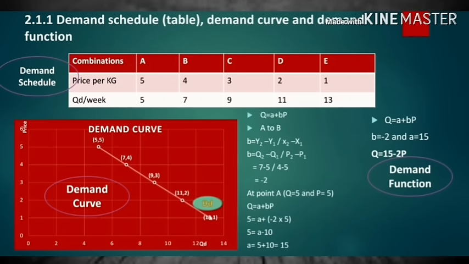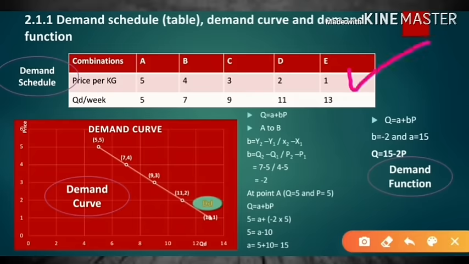So finally, what I want to say is these three ways of presenting the law of demand are just different ways of presenting the same result. ማለት demand table. This table indicates that when price increases quantity demanded decreases የሚያሳየን table ነው. Or else ደግሞ when price decreases quantity demanded increases የሚያሳይ table.